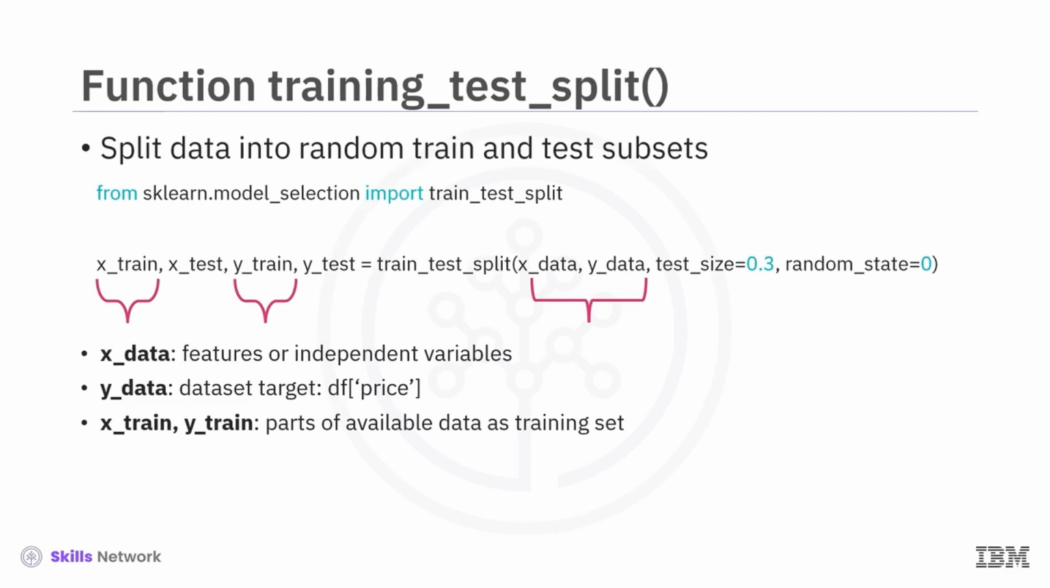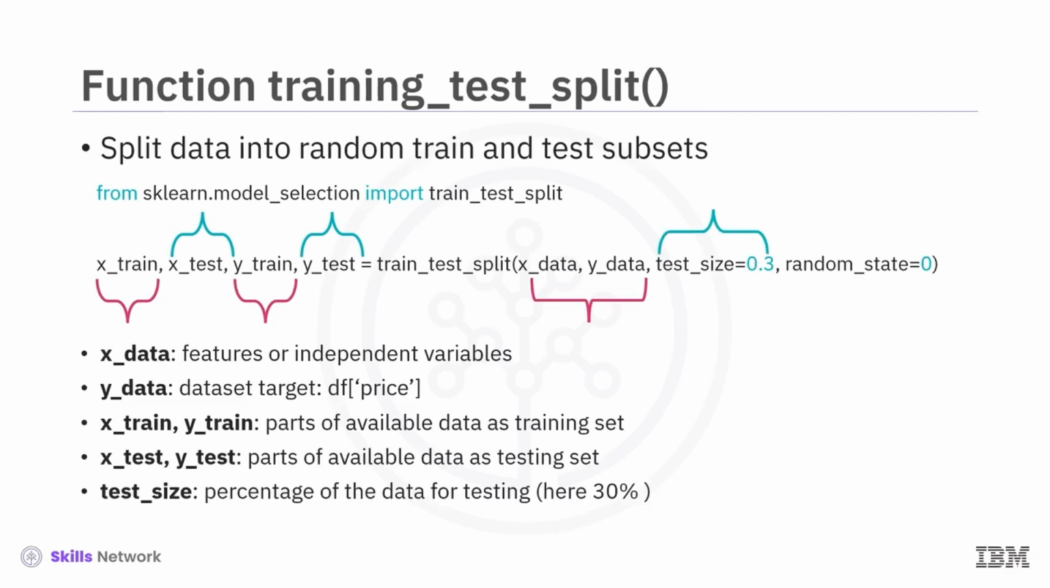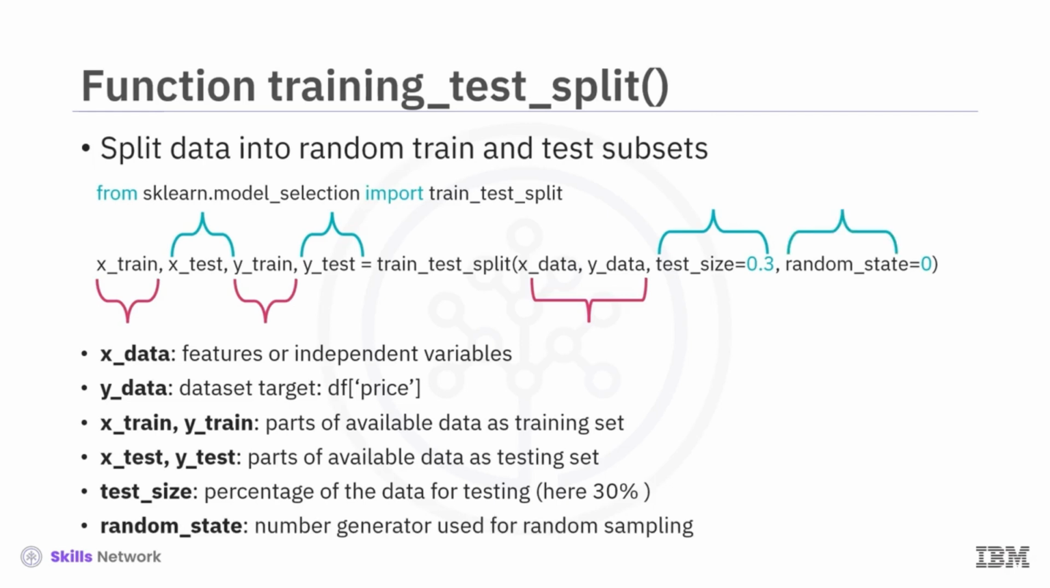The output is an array: x_train and y_train, the subsets for training; x_test and y_test, the subsets for testing. In this case, the test size is the percentage of the data for the testing set. Here it is 30%. The random state is a random seed for random dataset splitting.